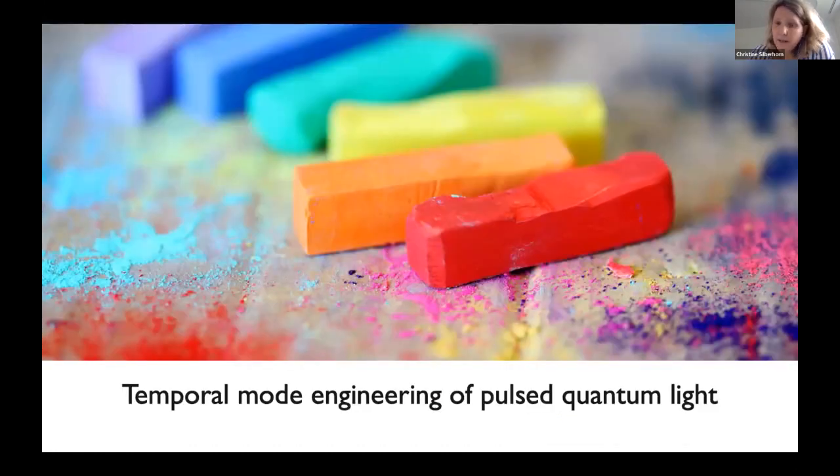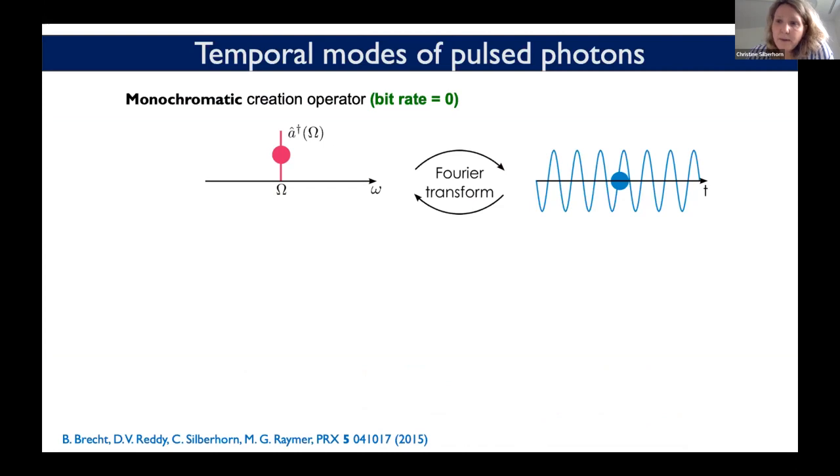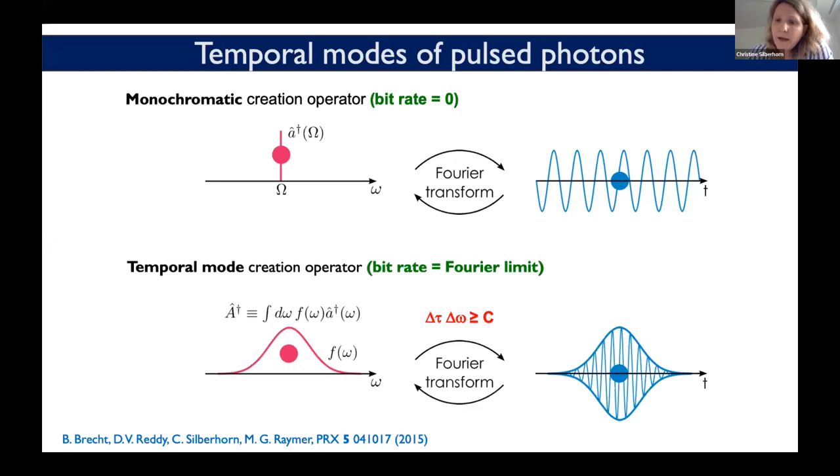Temporal mode engineering of pulsed light. Let me start very basic here. If you learn in quantum optics what a quantized field mode is, you very quickly introduce the concept of a monochromatic mode operator. So you say you have your field and then you can quantize this field. Now these monochromatic mode operators can't be reality, as you see immediately. If you do a Fourier transform, you get something which is infinite in time. So it will never be reality because, for example, for quantum communication, that would mean that you have a bit rate of 0.